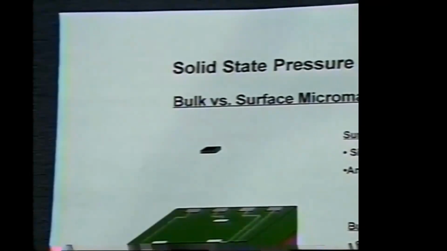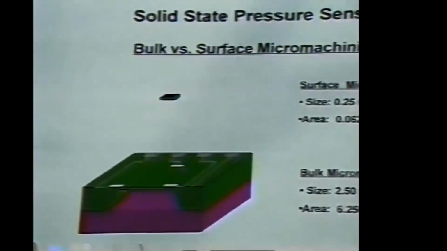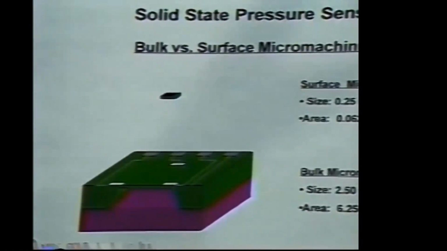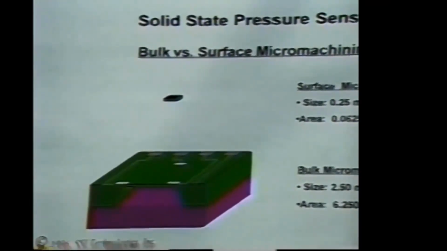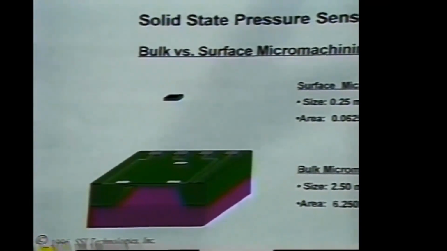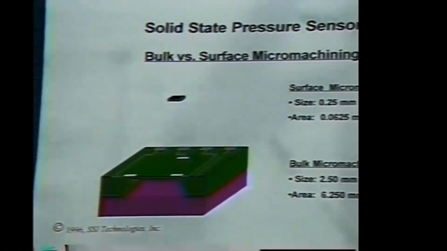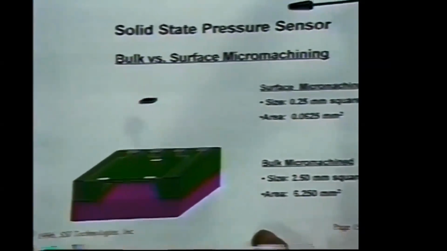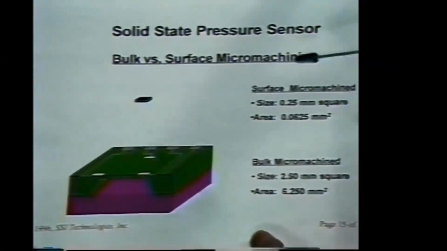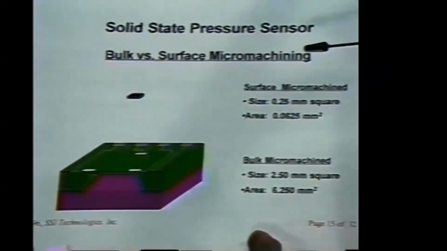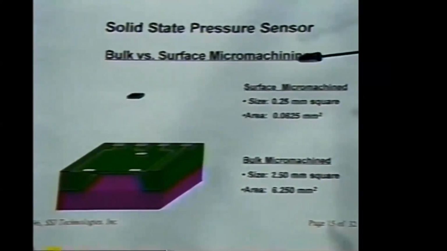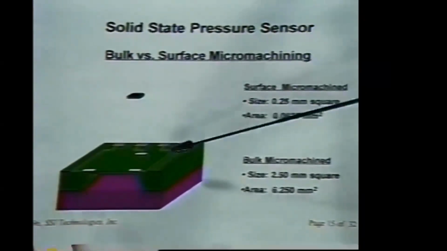Now, for those of you who are unfamiliar with the differences between surface and bulk micromachining, I have here in cartoon fashion a comparison between a bulk micromachine sensing element and a surface micromachine sensing element like the one that I just showed you. The key point to get from this transparency is the difference in size. Basically, a surface micromachine pressure sensor for an equivalent pressure range of that of a bulk micromachine pressure sensor will be about 100 times smaller in size.